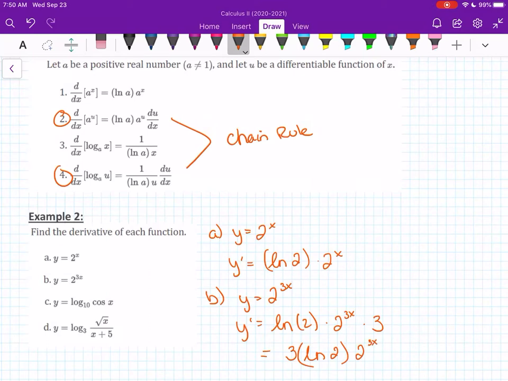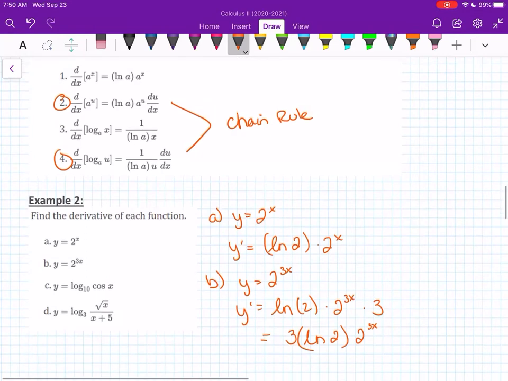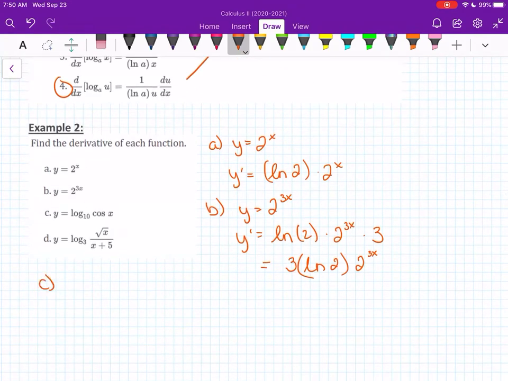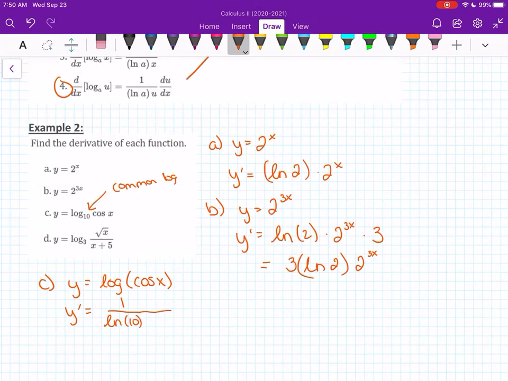Next example, we have example C. Let's do this one over here. So C, we have y equals log base 10, and when it's base 10, that's called common log, and you don't have to write it, so I'm not going to write it. So log of cosine of x. And so then we go ahead and take the derivative of that, and we are going to get 1 over natural log of 10, and then times cosine of x on that denominator as well.